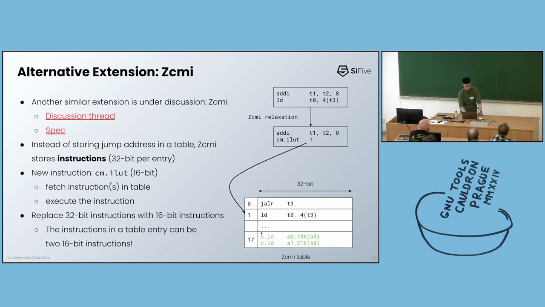We can store this instruction into the table, and with ZCMI relaxation, we can use a new instruction that calls CMILUT to fetch the instruction from the table and execute it directly. So we are basically replacing a 32-bit instruction with a 16-bit instruction. And one thing that is interesting is that since this table entry is 32 bits long, we can actually store two 16-bit instructions in the table and execute two instructions here. So that's all for today.